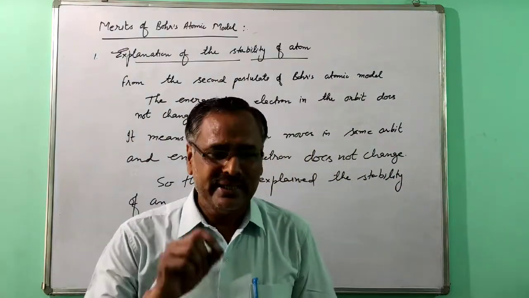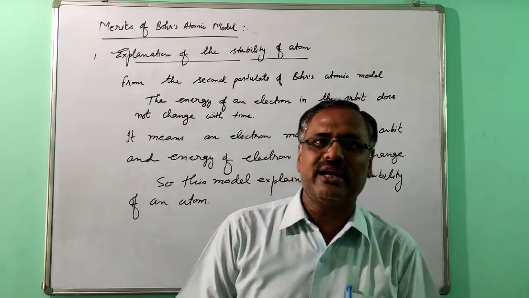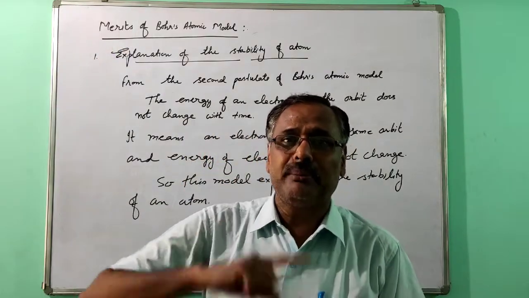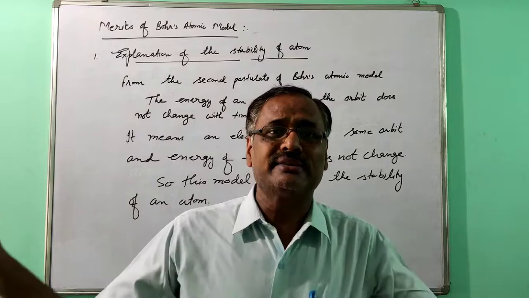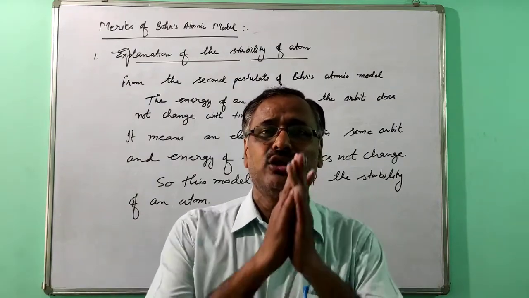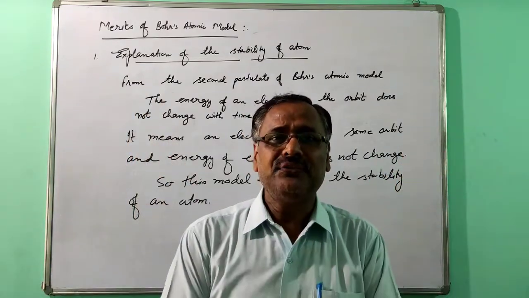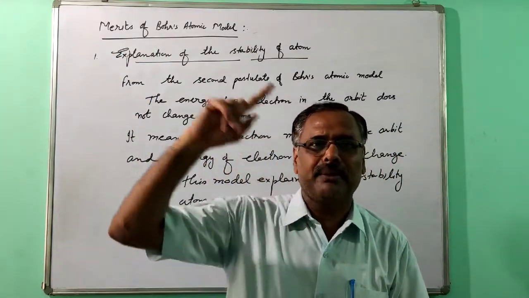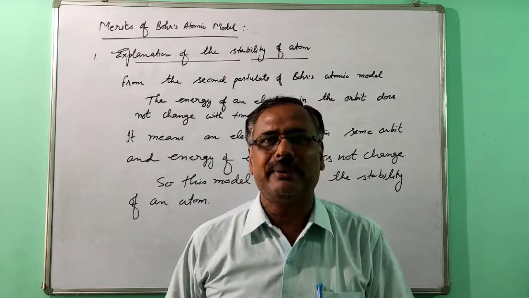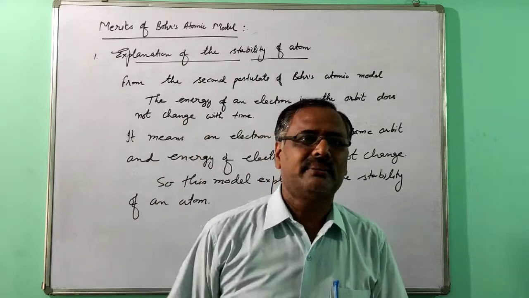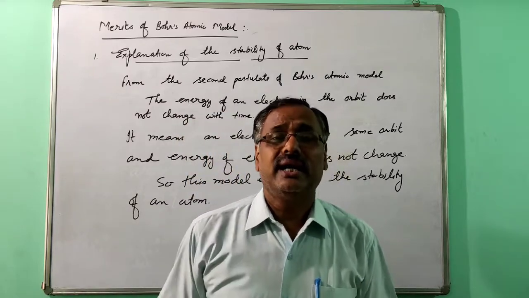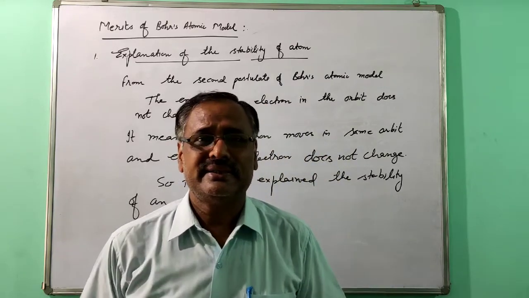It means an electron in any particular orbit can move permanently. There is no hindrance, no disturbance, and no loss of energy. And if there is no loss of energy, then the electron can move permanently in a particular orbit, and then the atom will be stable. So we will see.